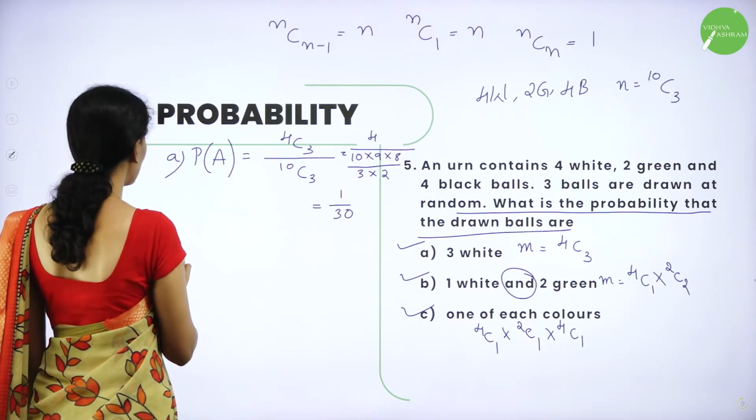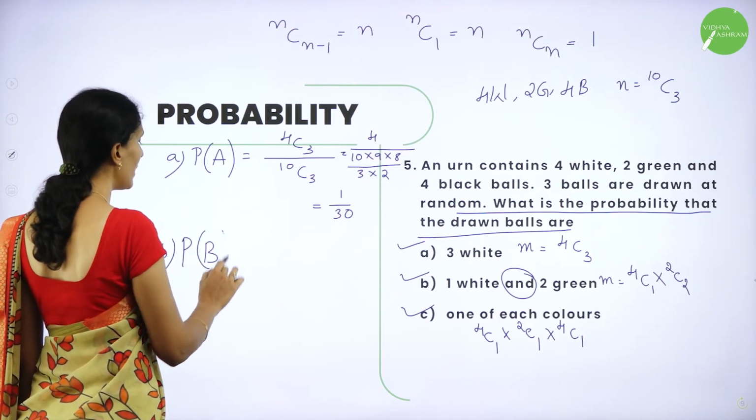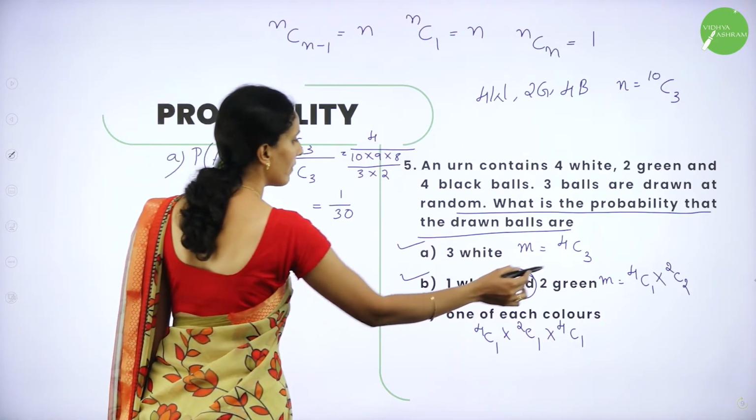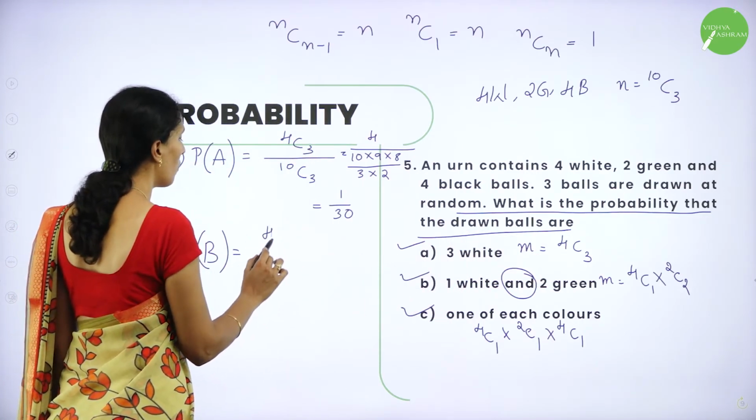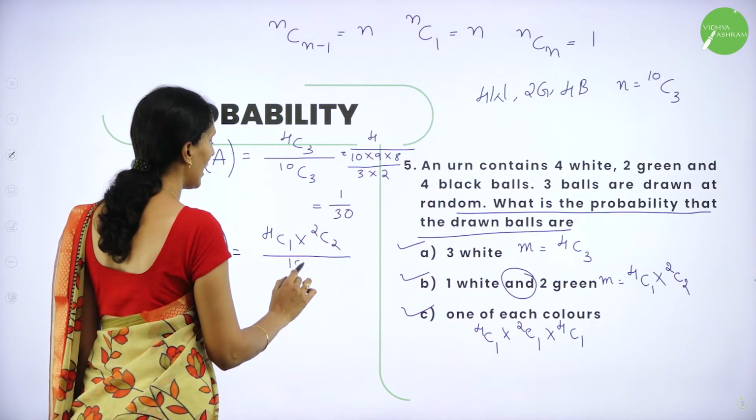So similarly for the second question, if I take B as an event, then the probability of B can be taken as 1 white and 2 green, that is 4C1 into 2C2 divided by 10C3.